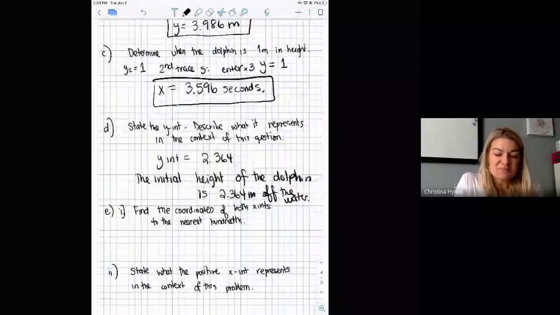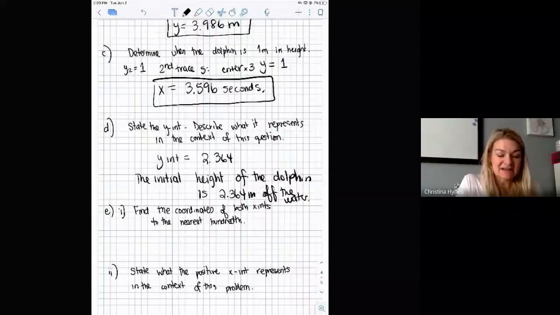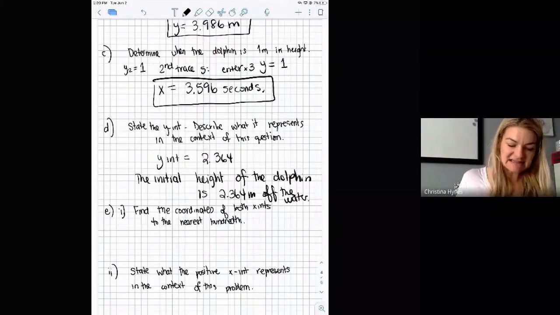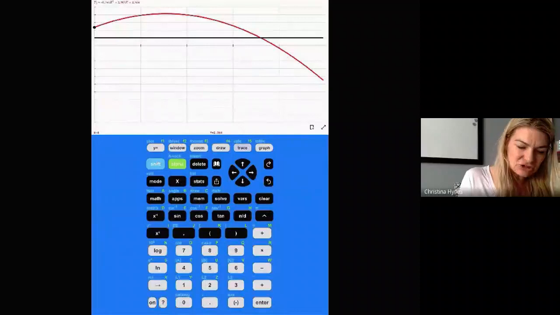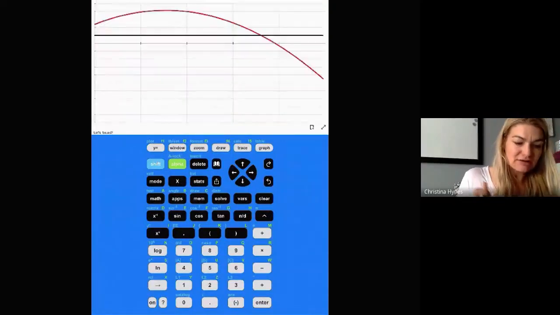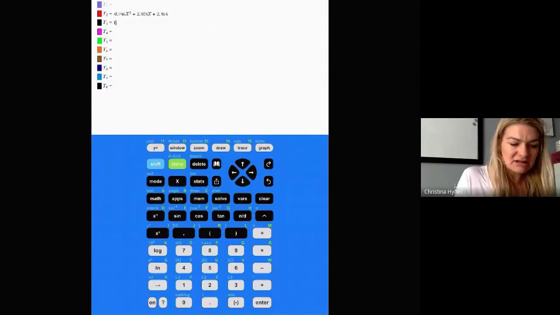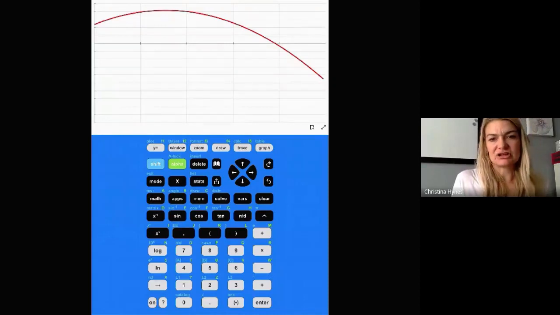Find the coordinates of both x-intercepts to the nearest hundredth. Okay, so we want to find the x-intercepts as coordinates. We're using the same buttons we did in the past. So we're going second trace. I'll want to clear whatever I put for my y3, so get rid of any extra stuff that you have and make sure you only have the equation listed as your y1 or y2. So I'm going back to the original graph.